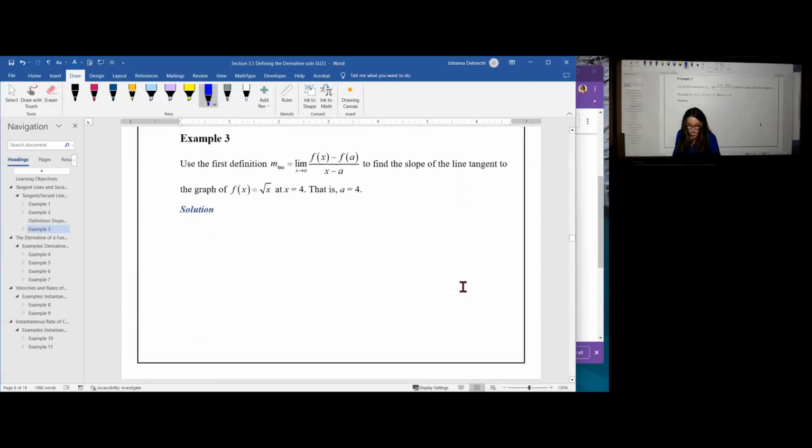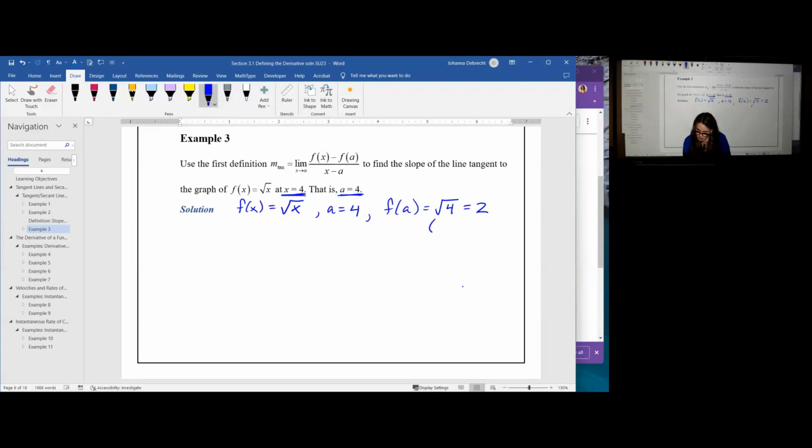Let's go ahead and look at example number 3. We'll work example 3 together, and then some of the later ones I'll let you try on your own. In this case, we need to know what f of x is, but it's given to us as the square root of x. We're asked to find the derivative when x is 4, which means that a is 4. If a is 4, I also need to know the value of f of a, which would be the square root of 4, the principal root, which is 2.